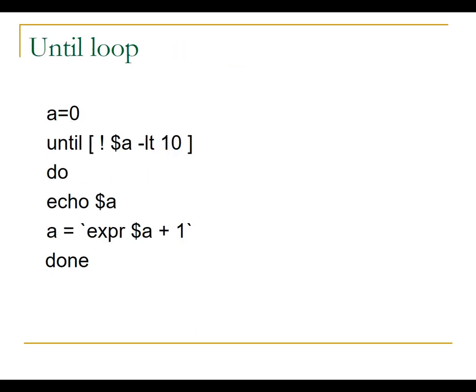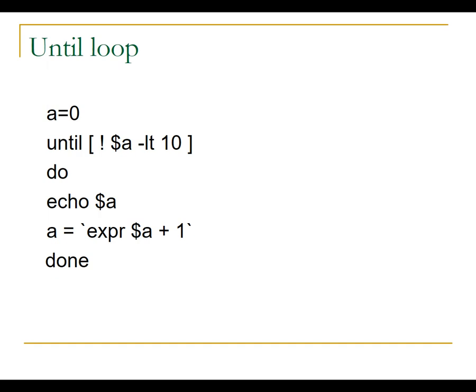Next, the demonstration of the until loop. Again it prints numbers, 0 to 10. So a is equal to 0, until, inside the brackets, not a less than 10. It's the conditional part for the until loop. If the value of variable a is less than 10, then it repeats the statement using do, and prints the value of $a on the screen.